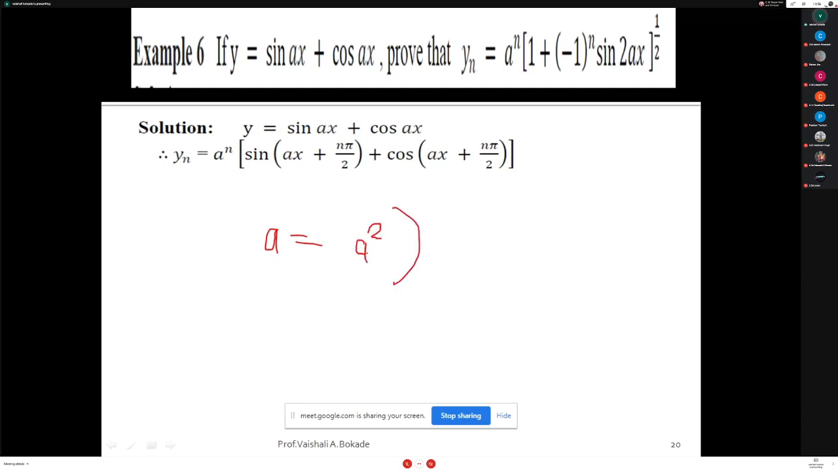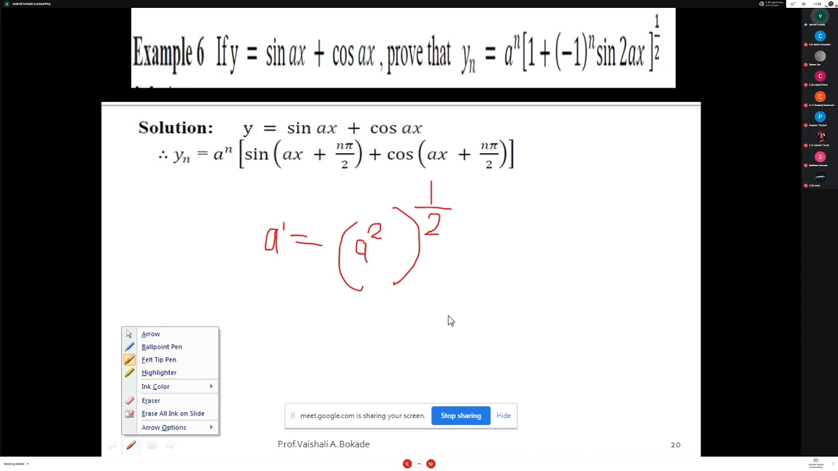May I write like this, students? Please tell me. May I write a raised to 1 as a squared raised to 1 by 2? Yes or no? Yes, ma'am. So I'm writing a raised to 1 as a square raised to 1 by 2. The same way I am just applying it here.